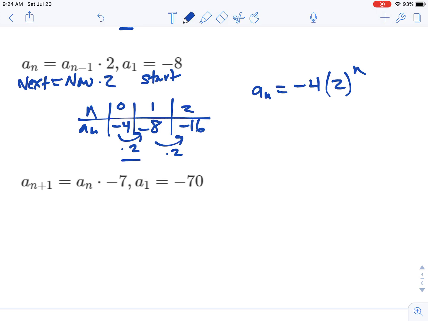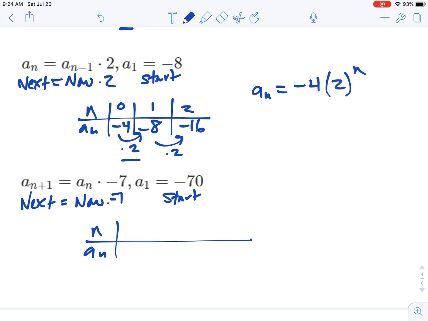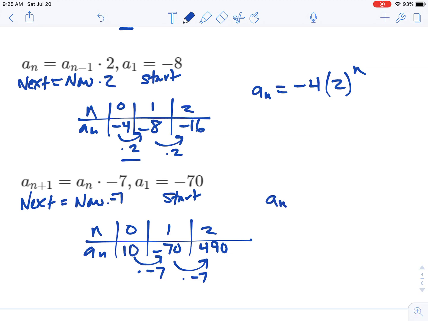And for the last one, again, very similar. This is the next equals the now times -7, starting at -70. So we have n, a of n. So our first term is -70. Our second term would be that times -7, which would be 490. So our 0 term would be something times -7 is -70, which would be 10. So our formula would be a of n is the y-intercept times the -7 to the n.